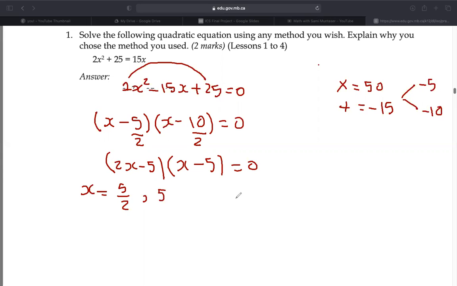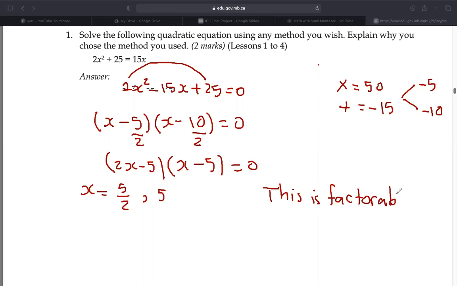Why does it show the method that I chose? It was easy to factor, or it was factorable. Maybe the word easy, I don't think I'll use this. So you say this is factorable, and that's why it shows this way.